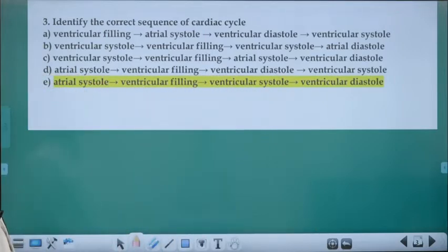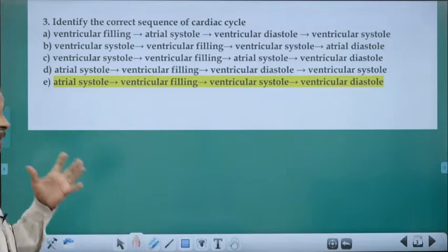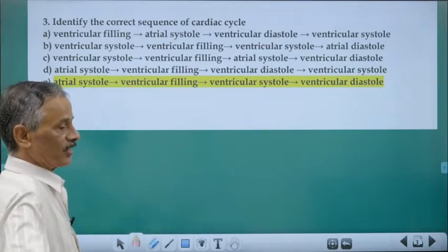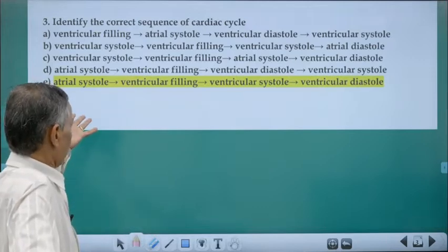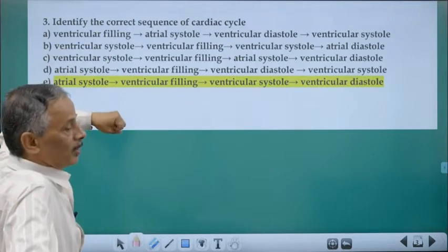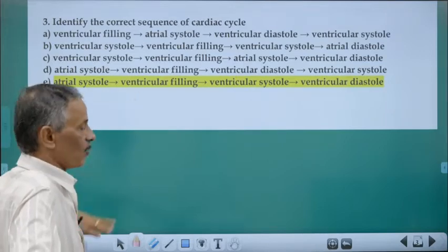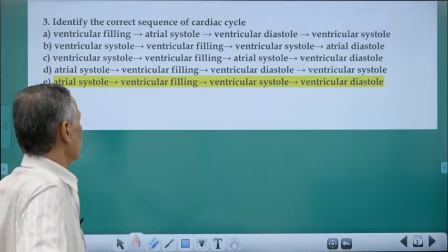Identify the correct sequence of the cardiac cycle. During a cardiac cycle, what are all happening? Of this, here only 4 are given. Remember, the atrium contracts first, followed by ventricular contraction. They are not contracting simultaneously, but one after another. So, atrial systole, the contraction, will be pumping about 30% of the blood to the ventricle. So, the ventricle becomes full with blood. It is called ventricular filling.